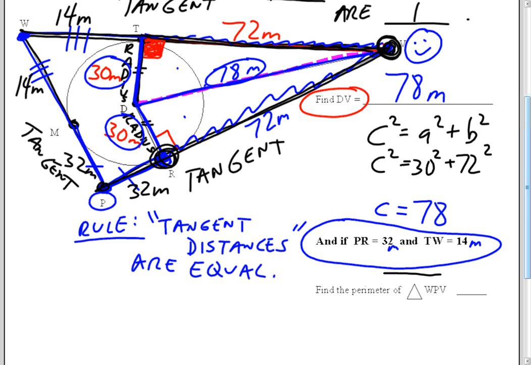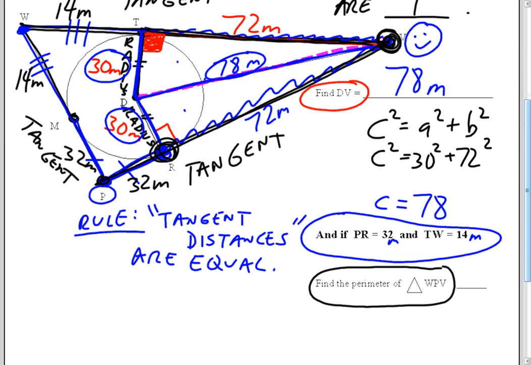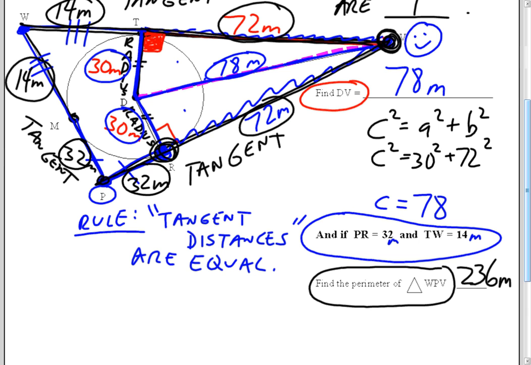Can you now find the perimeter of the big triangle WPV? How do you find perimeters? Add it all up. My other class was adding in 30, 30, and 78, so I want to add that in. No, I'm only interested in the outside perimeter pieces. What does all that add up to? 236. 236. And we're still talking meters.